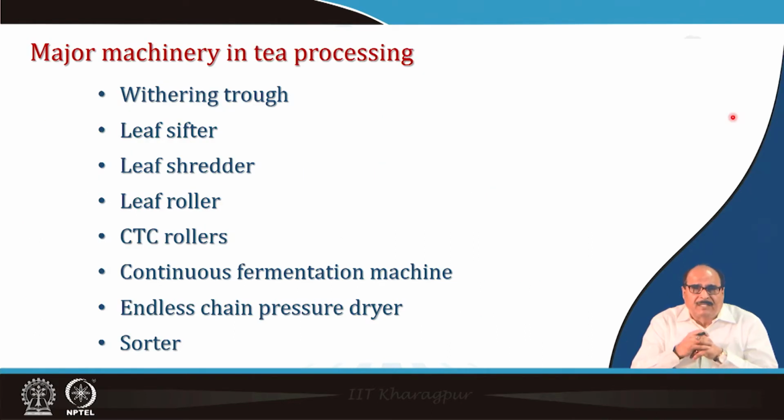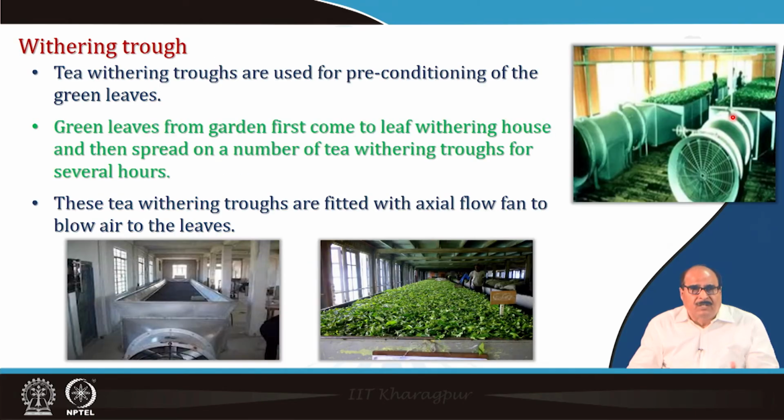Now, let us see briefly what the major machinery used in tea processing is, like weathering trough, leaf sifter, leaf shredder, leaf roller, CTC roller, continuous fermentation machine, endless chain pressure dryer and sorter. That is the weathering trough. You can see here that these weathering troughs are used for preconditioning of the green leaves. Green leaves from the garden first come to the leaf weathering house and then are spread on a number of tea weathering troughs for several hours. These are wire mesh trays, etc.